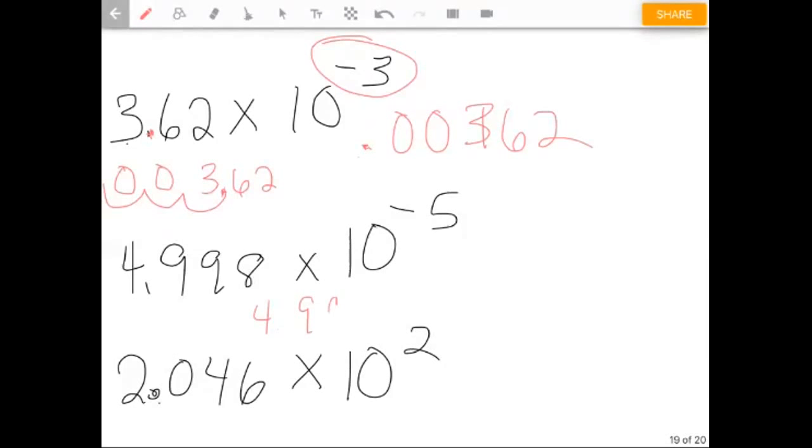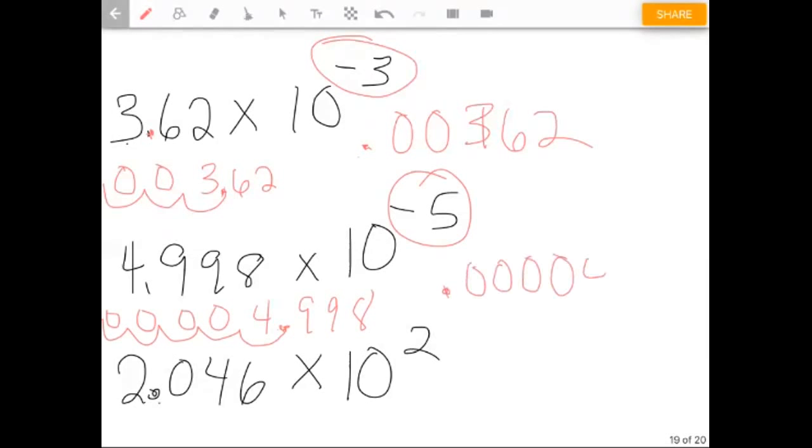4.998 times 10 to the negative fifth. So we're going to go back from where it is, 5. 1, 2, 3, 4, 5. Fill in the blanks with zeros. So we have 0.00004998, which is a very small number.